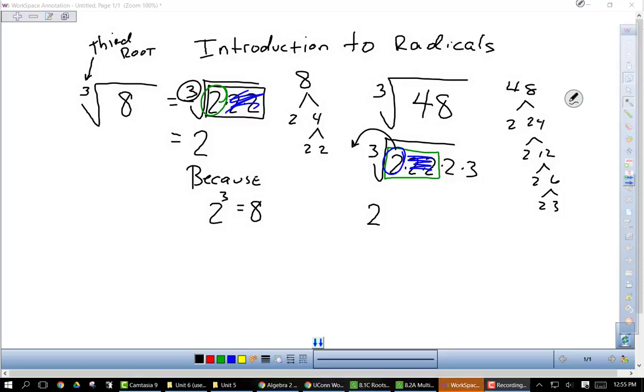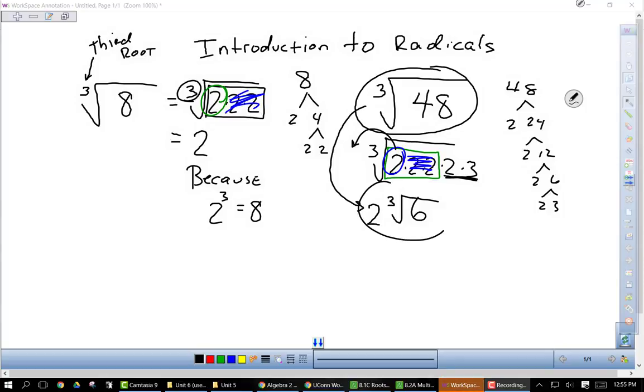The numbers that didn't get touched by circling or crossing or boxing or whatever, which is this 2 and the 3, they stay inside. But what do they stay inside as? They stay inside as a 6. 2 times 3 is 6. So our answer for the cubed root of 48 is actually 2 times the third root of 6.